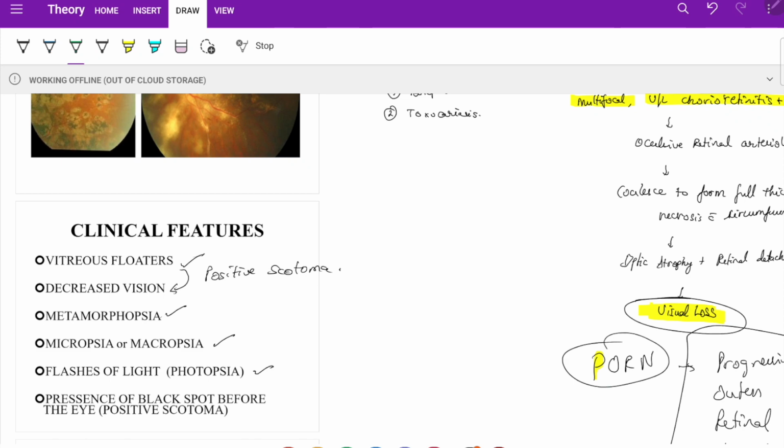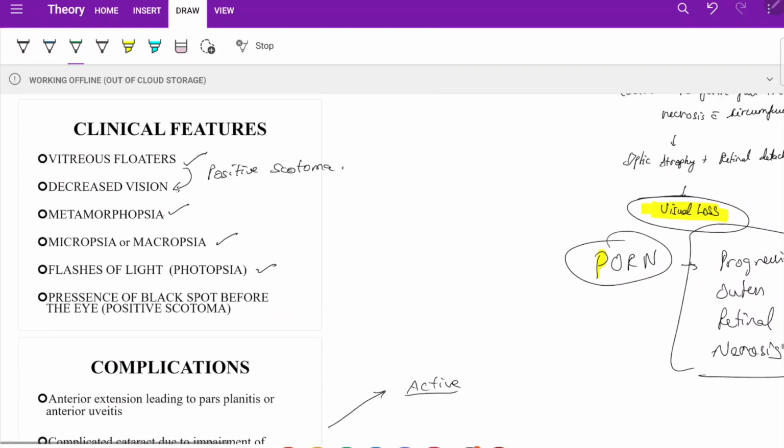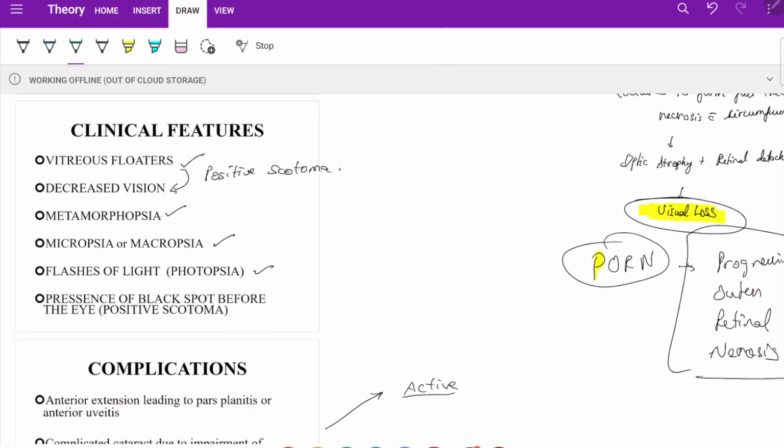Next, you are going to have your signs. So what are the signs? Number one, vitritis, iritis and chorioretinitis will be there. What is the difference between the active lesion and a healed lesion? An active lesion has a yellowish nodule, whereas a healed lesion has whitish areas. Active lesions have ill-defined margins, whereas healed lesions have sharply delineated margins.